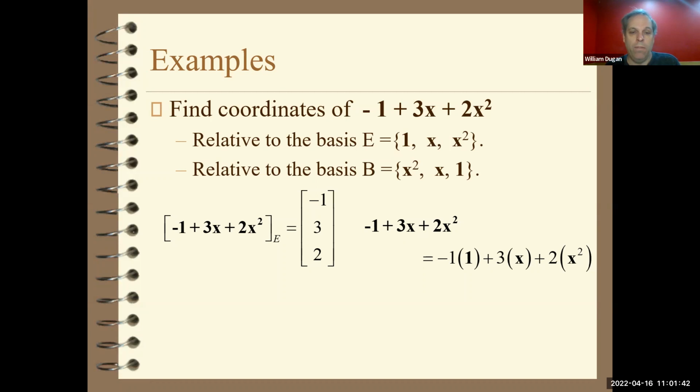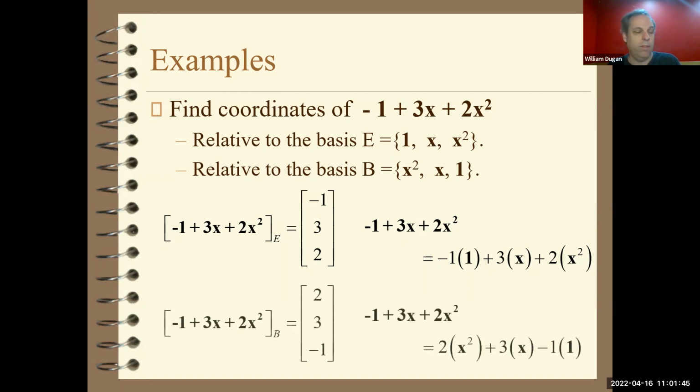Now, what if I want to find the coordinates relative to B? So again, the same vector. I want to find its coordinates relative to B. That would be a column vector that would have 3 entries in it. And the entries are 2, 3, and -1. That's because if you use those scalars in that order for basis B and add up that particular linear combination, you'll get the vector -1 + 3x + 2x squared. Notice that the order that the basis elements are in does make a difference. The order the basis vectors are listed in the set does make a difference. You do not get the same answer.